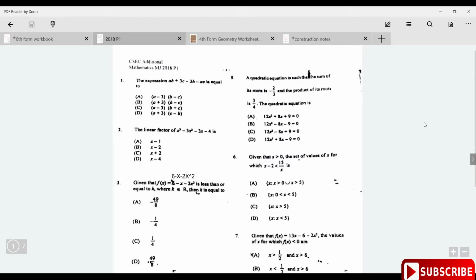All right, welcome. We're about to go through the 2018 paper one for CSEC Add Math, as you can see right here. Let us go through it. Nice.